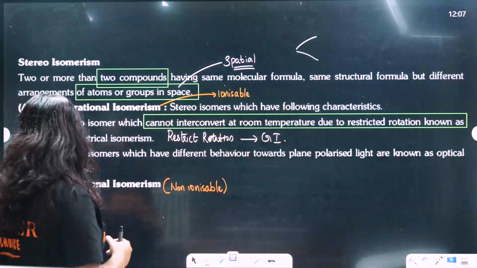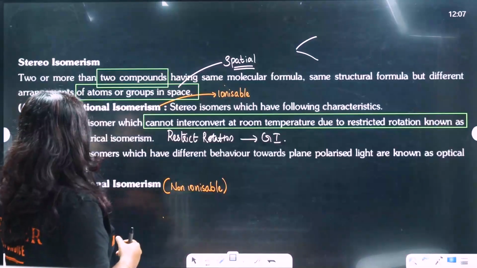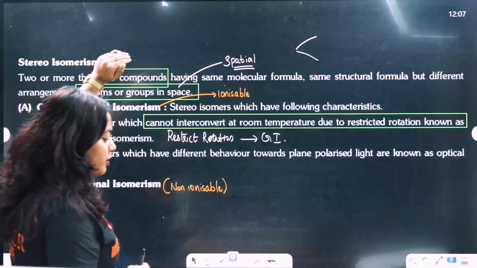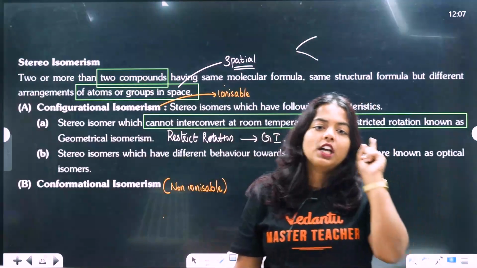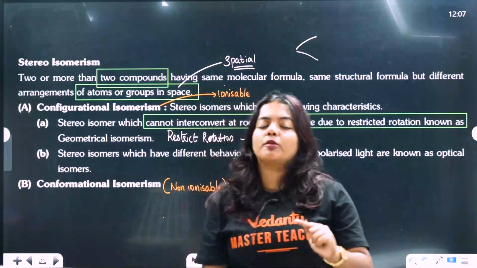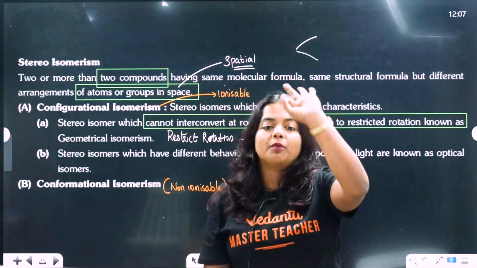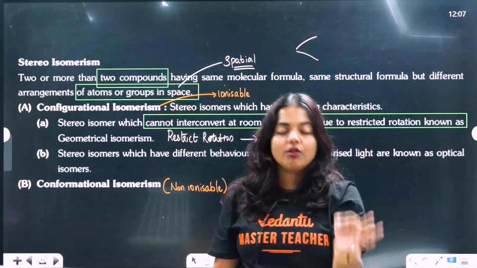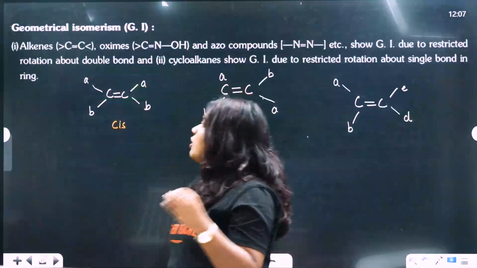So we are going in detail about the stereoisomerism, under which comes the geometrical isomerism. Stereoisomerism is divided into two: configurational isomerism and conformational isomerism. Configurational isomerism has geometrical isomerism as well as optical isomerism. So among these, we are going to look at geometrical isomerism. Okay, I hope this is clear.